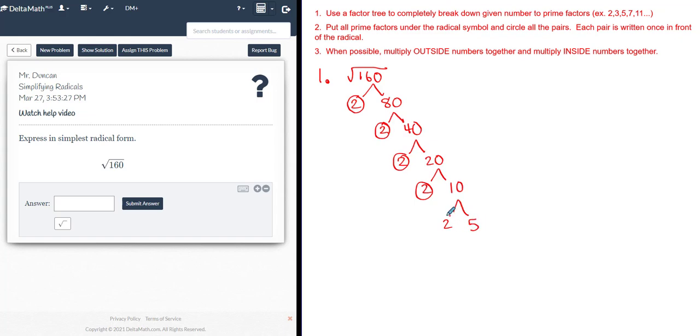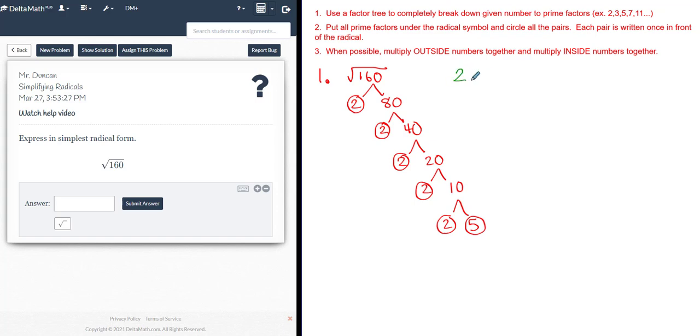And notice at this point, we break it all the way down to prime numbers. Some students stopped over here when you got to 10. Please don't do that. Break it down so that all you're left with at the end of each tree are prime numbers. Now step number 2, and I'm going to switch over to green.